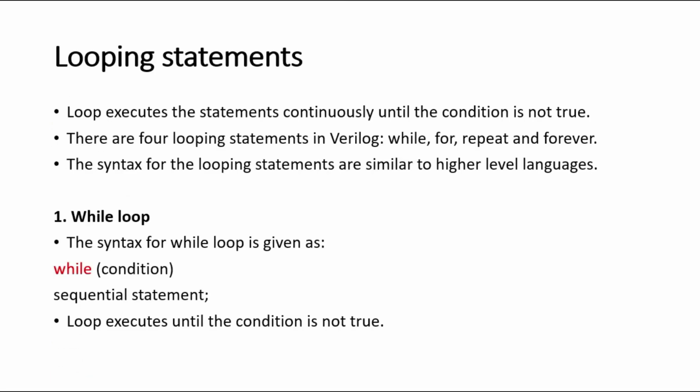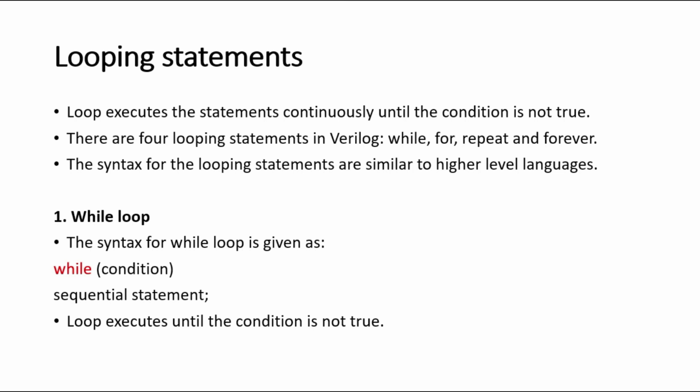Looping statements. Similar to high-level languages like C, looping statements are also allowed in Verilog. The looping statements execute the sequential statements in looping manner till the condition is true. There are 4 looping statements in Verilog, and these are while, for, repeat, and forever. We will discuss all the statements one by one with examples.